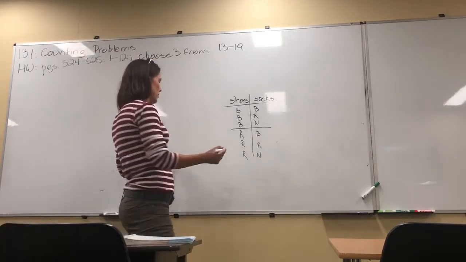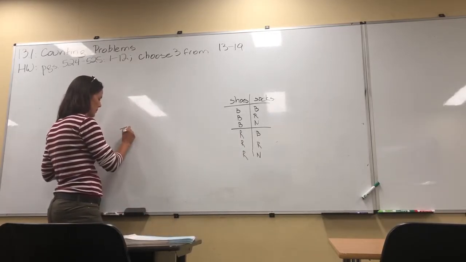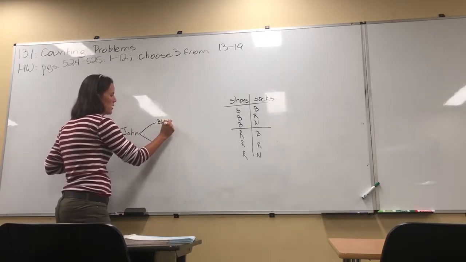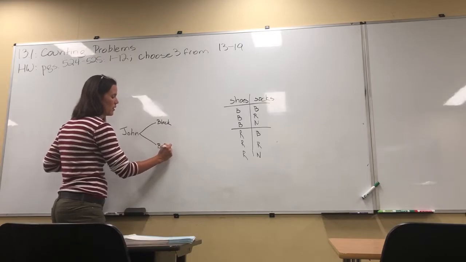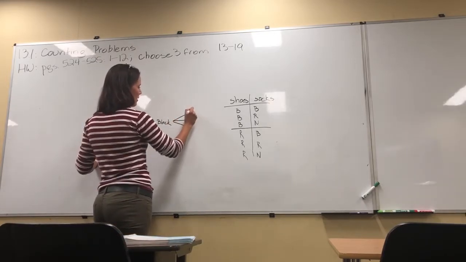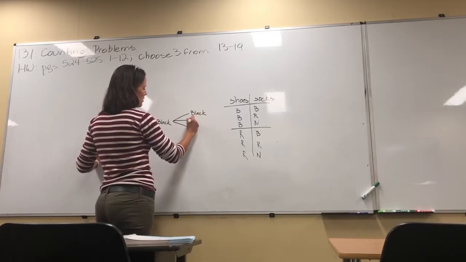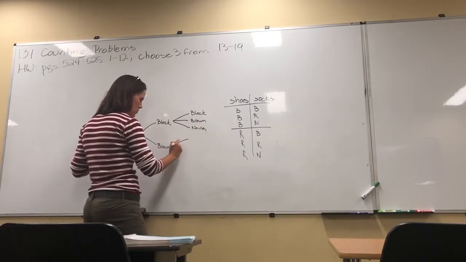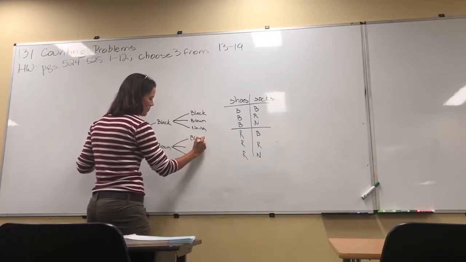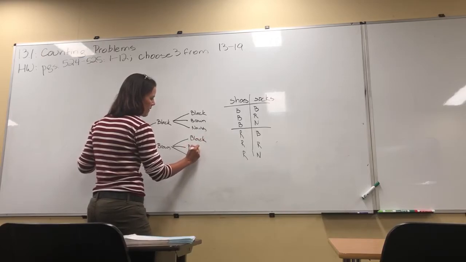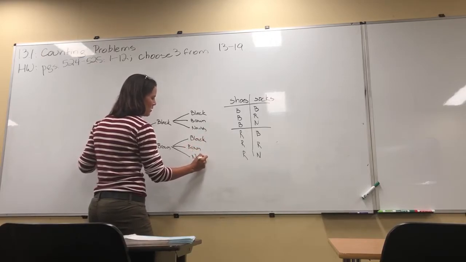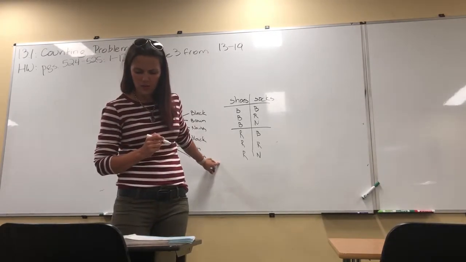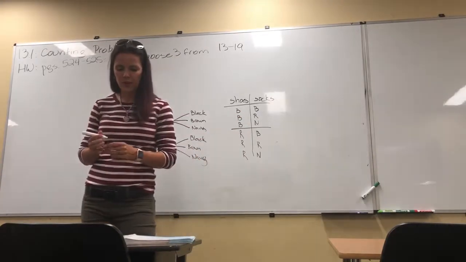You can also do a little tree. You have this guy, John, and the first thing they tell you is he has 2 choices for shoes. He has black and he has brown. And then they tell you he has 3 choices for socks. Black, brown, navy. So what does that mean? Here you have black, brown, navy. Okay? So you have 2 different ways you can illustrate that. This one is called a tree diagram, and that one is just a table.